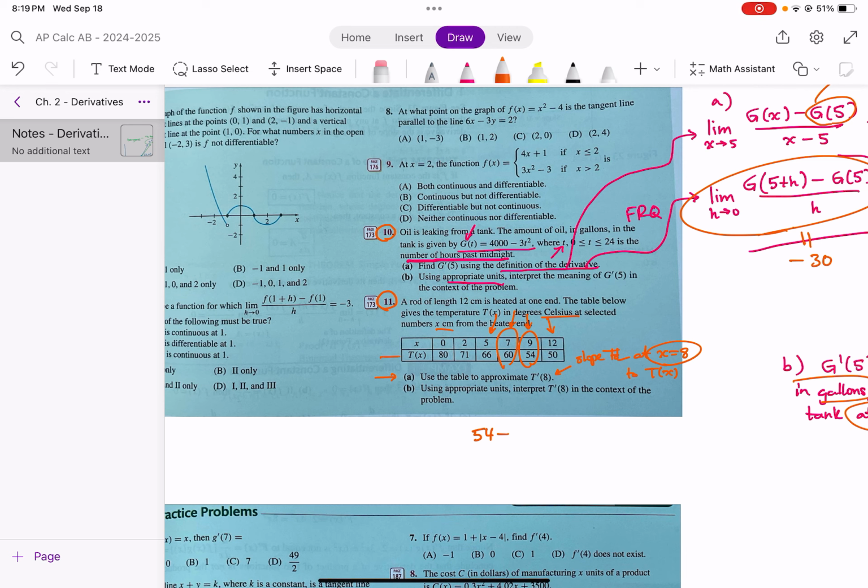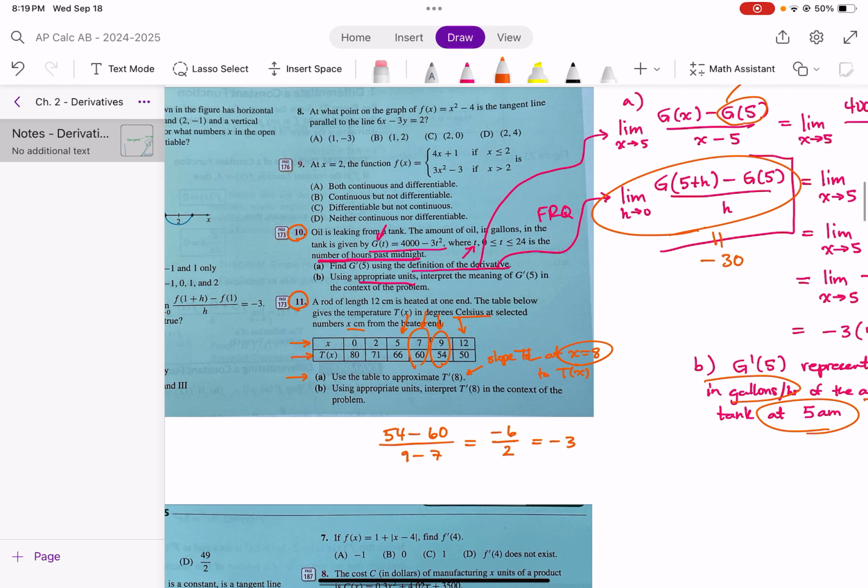So remember, these are your y values, these are your x values, right? These would go on top. 54 minus 60 over 9 minus 7. So that would be negative 6 over 2, negative 3.